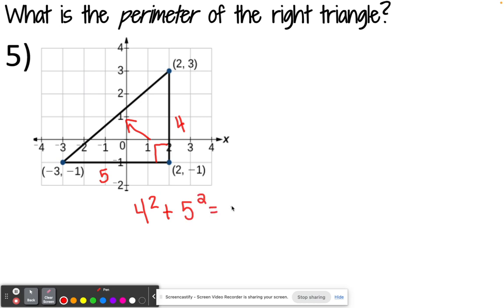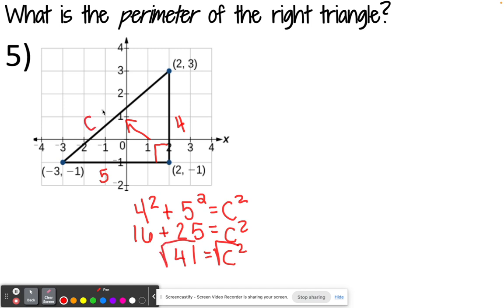So 4 squared plus 5 squared will equal c squared. 16 plus 25 equals c squared. 41 is equal to c squared. And my last step is to take the square root of each side, and I will get c is approximately going to be less than 7, more than 6, about 6.4. Round that to 6.4.